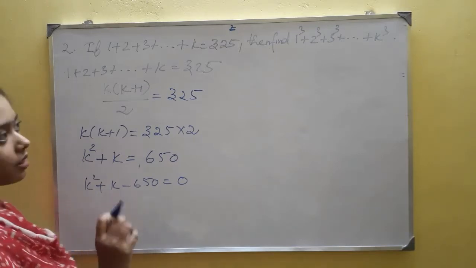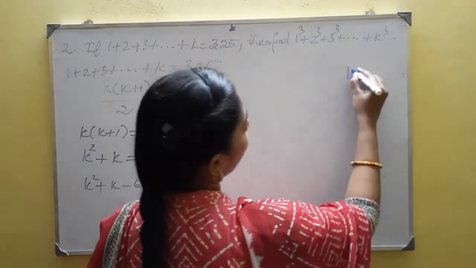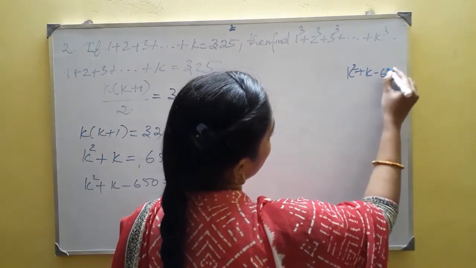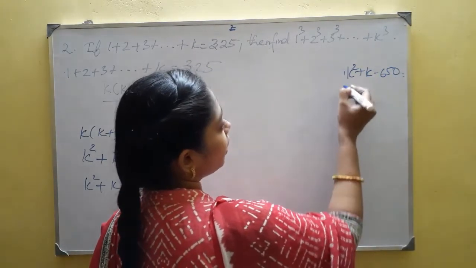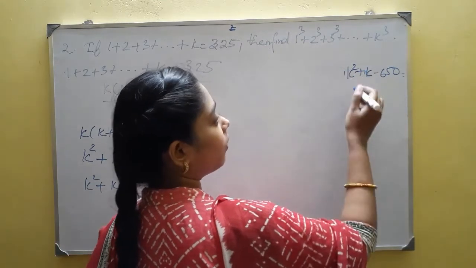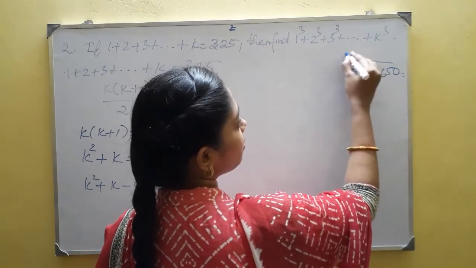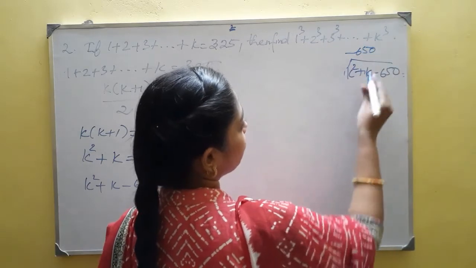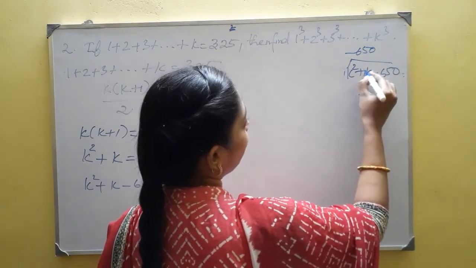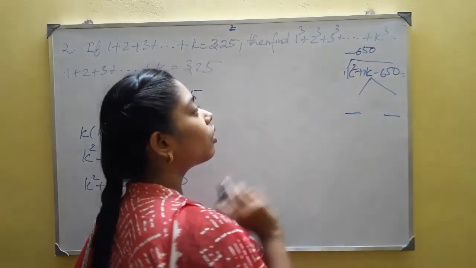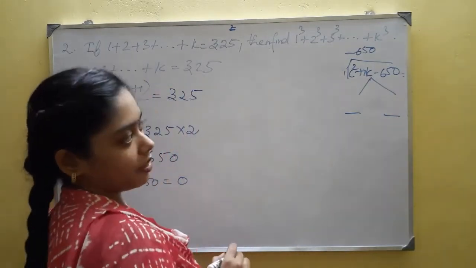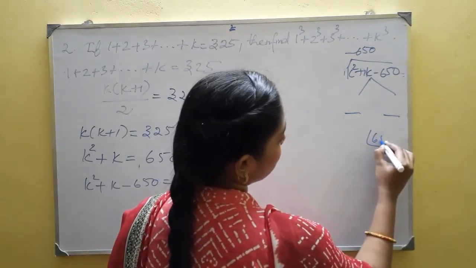Now you want to do factorization. k square plus k minus 650. What is the coefficient of k square here? 1. What is the coefficient of k? 1. Now 1 into minus 650 gives you minus 650. You want to find two numbers whose addition gives you 1, whose product gives you minus 650. Do prime factorization right now.